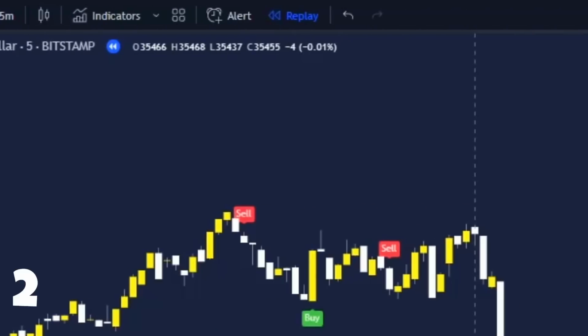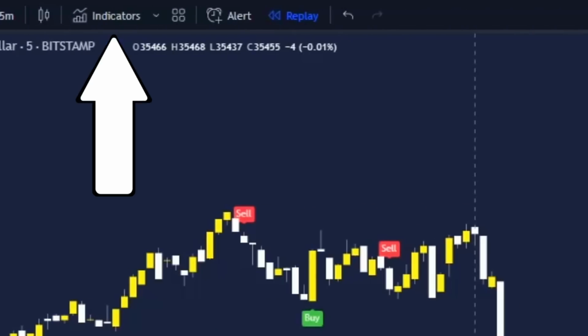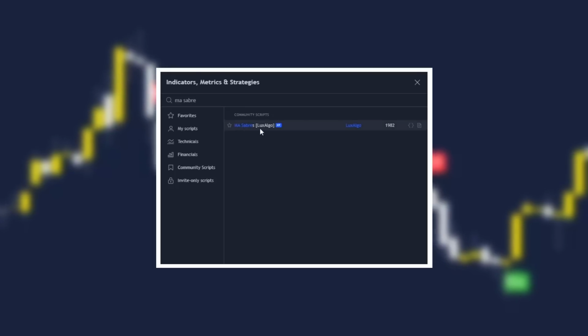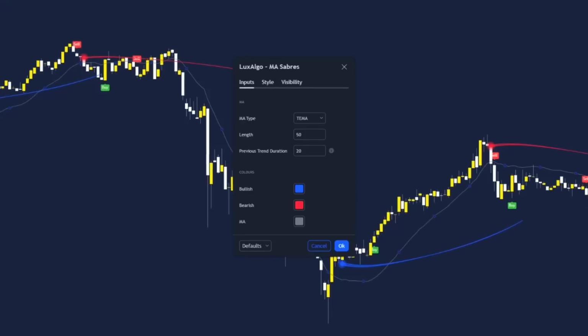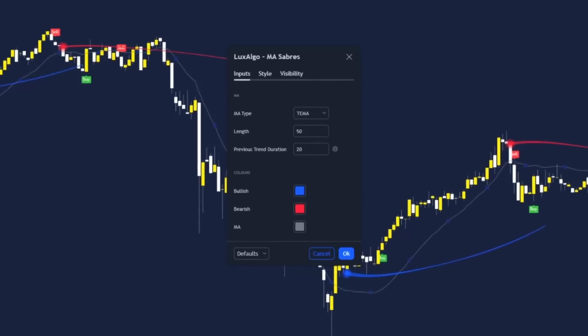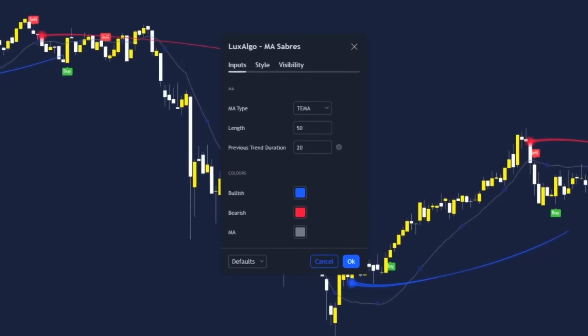Okay, and for the second indicator, we're going to go up to indicators again, and it is the MA Sabre indicator by Algo. And these are the settings for it right here, but I have left it default, so yours should look like this as well.